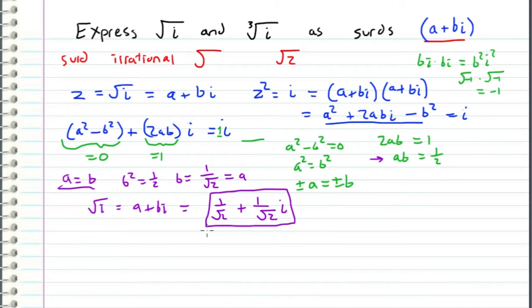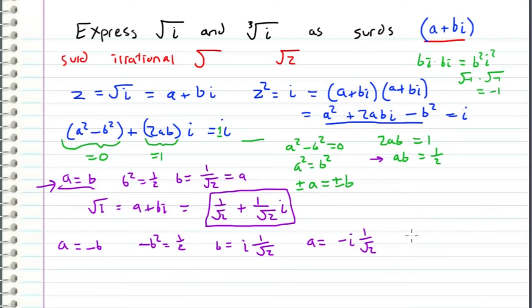But there are also other forms that we can express it as, because this was only one case. Let's also consider the case where a is equal to negative b. So when we substitute it in for our second equation right here, we get negative b squared is equal to 1/2. Therefore, b is equal to i times 1 over the square root of 2. And that makes a equal to negative i times 1 over root 2.